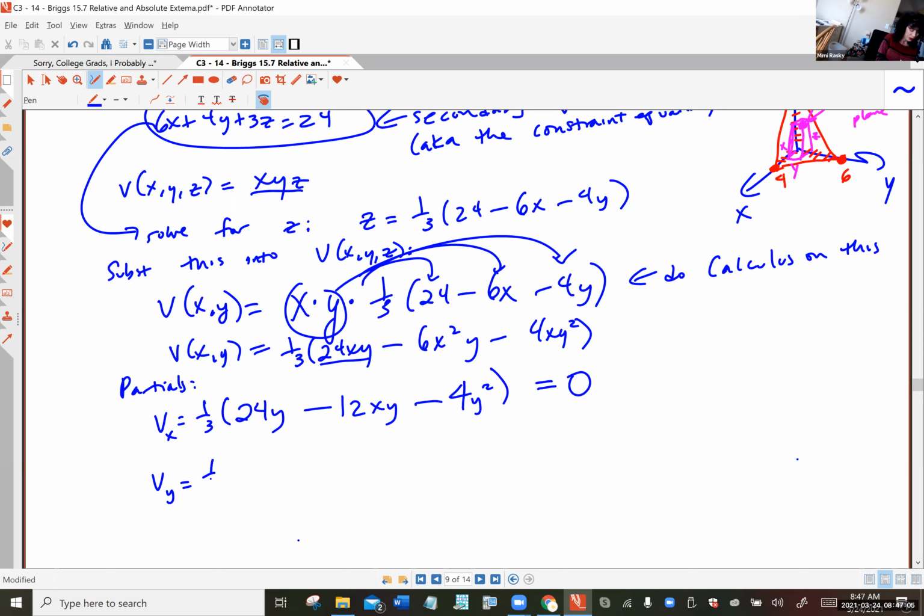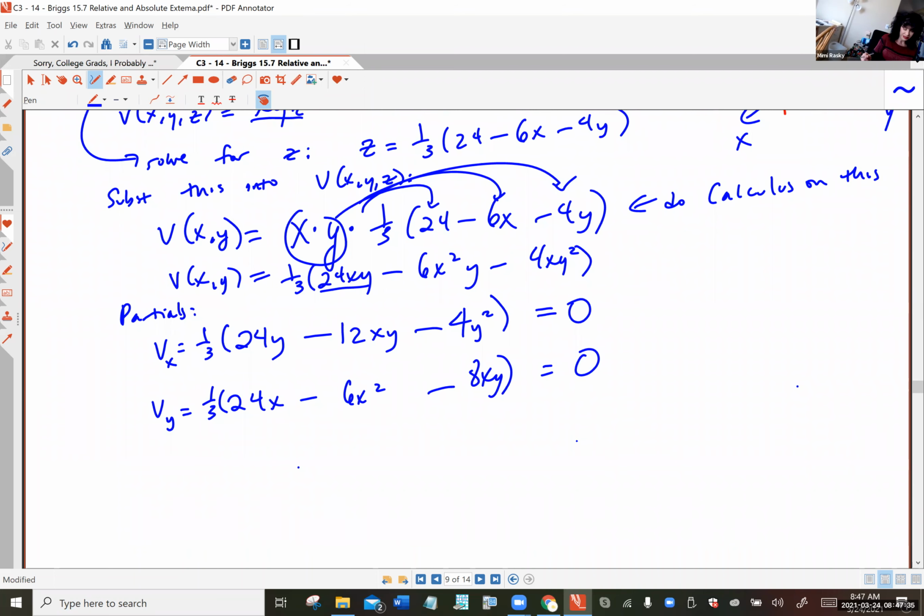So we'll still have the multiple of 1/3. Partial with respect to y now: 24x minus 6x squared minus, oh boy, what do we got here? 8xy. Equals 0. Okay. Everybody okay so far? We got a nonlinear system, man. This is a hot mess. Now, of course, you can kill off the 1/3. Multiply both sides of these equations by 3, and the 1/3 is gone. But you're still left with these two equations, and it's pretty gross.